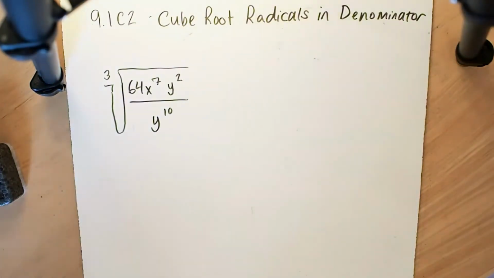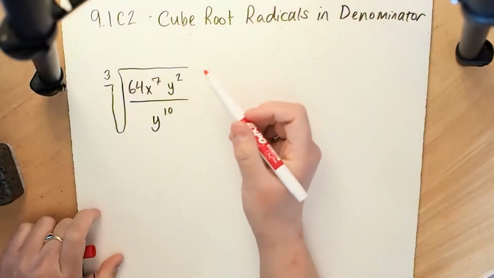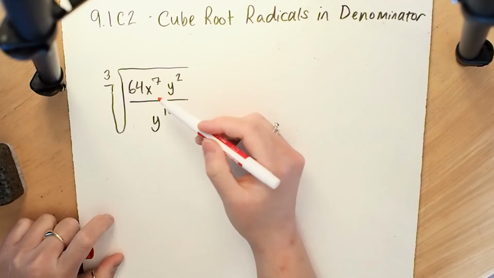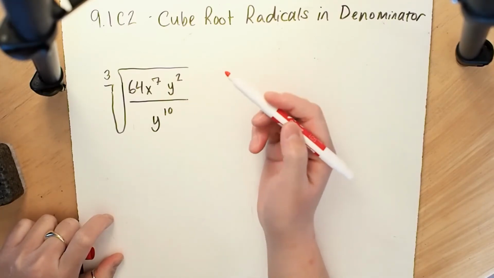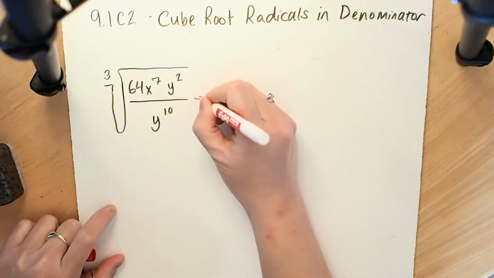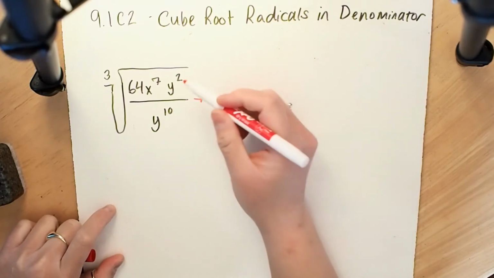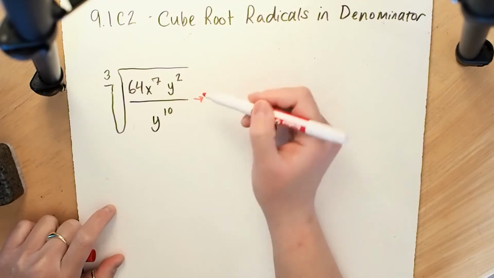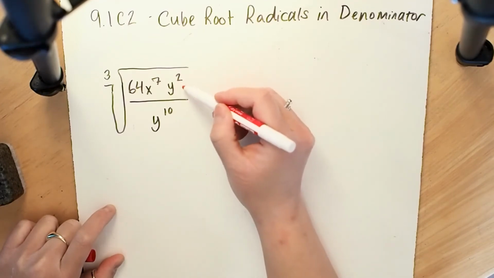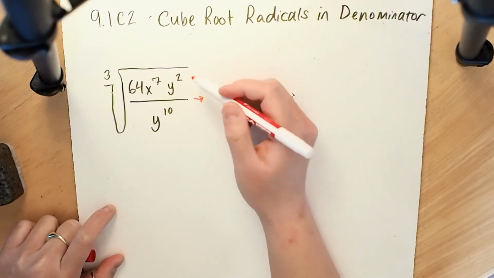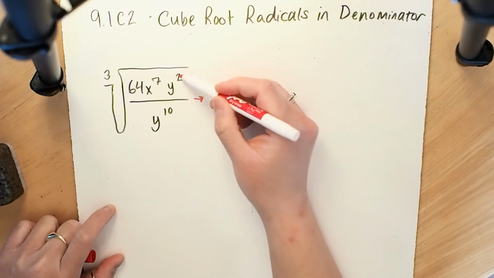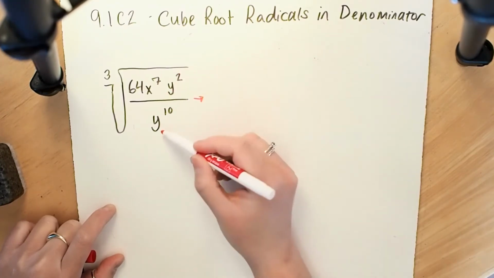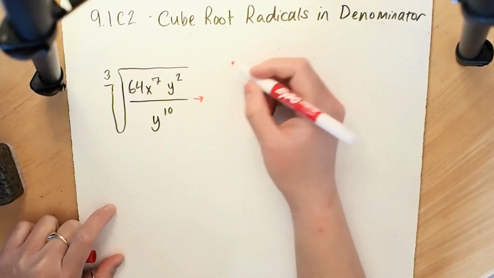Let's do another one, even grosser this time. Looking at this, I have the cube root of 64, x to the 7th, y squared, all over y to the 10th. When I look at this, the first thing I see is that, because all of this is inside the radical, I can simplify y squared over y to the 10th right away. Because it's a division, I subtract the exponents, or I can just say I can cancel out 2 of these y's, and I have 8 left over down here.